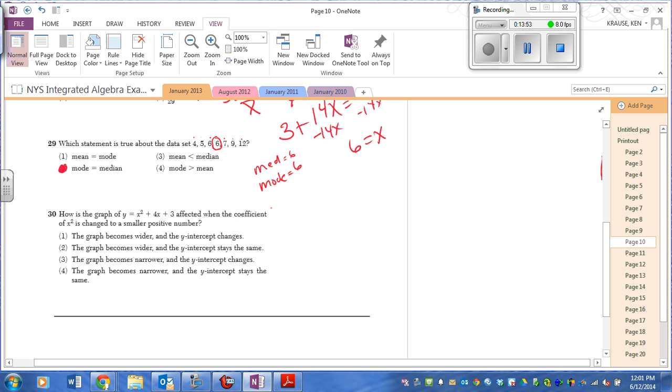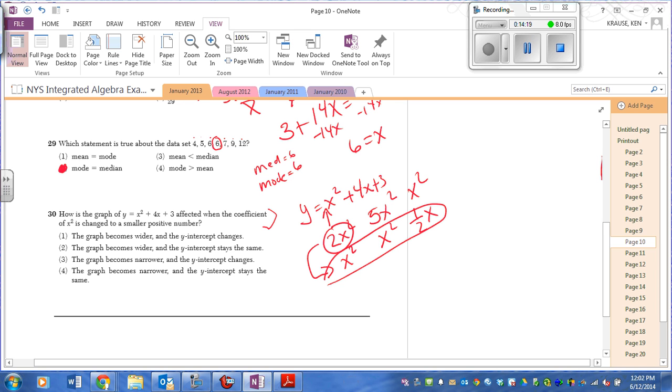So basically what they're saying, let's say we have y equals x squared plus 4x plus 3. Let's change this number. So let's say it started as 2x squared and became x squared. Or it started as 5x squared and it became x squared. Or it started as x squared, it became like 1/2 x squared. Now, this is steeper, or these are going to be wider. So the graph becomes wider and the y-intercept changes. The y-intercept's not going to change because I'm not messing with that. So the y-intercept stays the same, but it becomes wider.